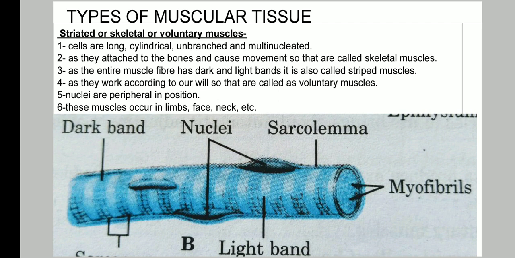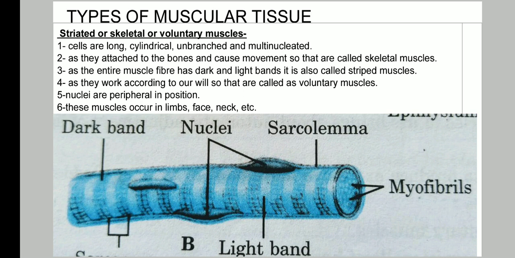As they attach to the bones and cause movement, they are also called skeletal muscles. As you can see, the entire muscle fiber has dark and light bands, so it is also called striped muscle. As they work according to our will, they are called voluntary muscles. This is the reason behind all these three names.